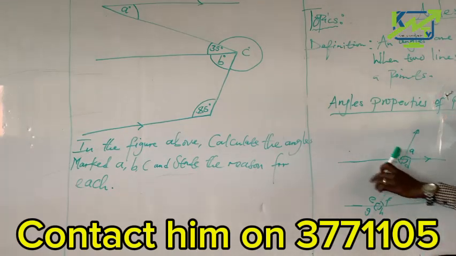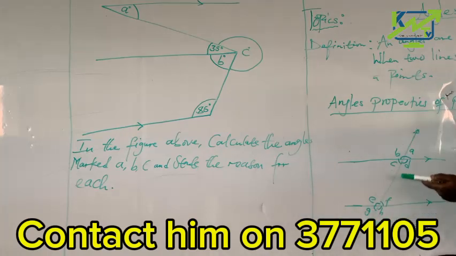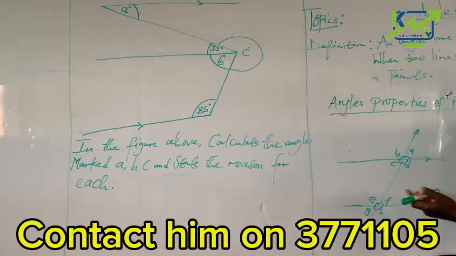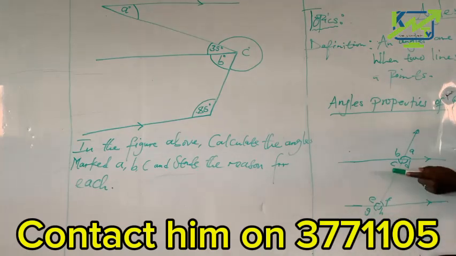Now, on the other side, the same thing happens. We look at B and E. B and E are corresponding angles, and C and G are also corresponding angles. And we also have alternate angles. When two angles are found inside the parallel lines, on opposite sides of the transversal line, they are alternate angles, and they are equal. For example, D and F are alternate angles, and C and E are also alternate angles.